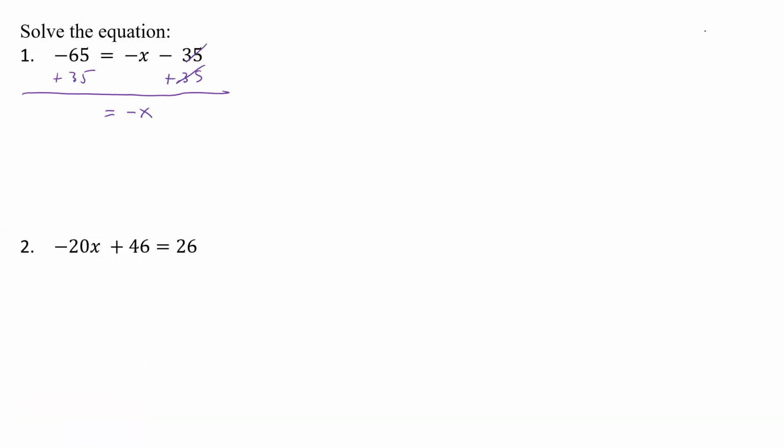And so now what we have to do is really take 65 minus 35. So that's 0, that's 3. And so this is going to be a negative 30. Now we have to divide by negative 1 and divide by negative 1. So x equals 30 is our solution.